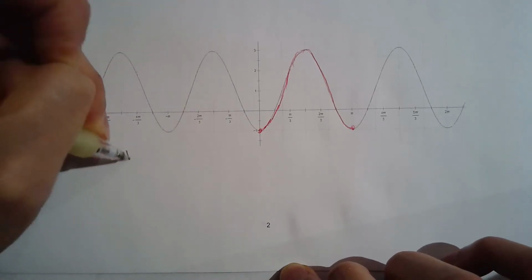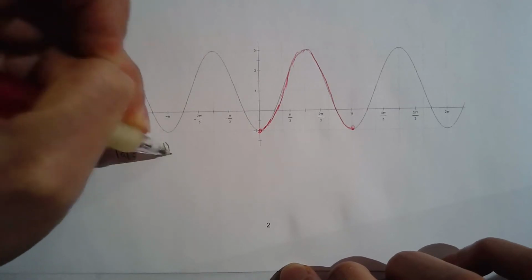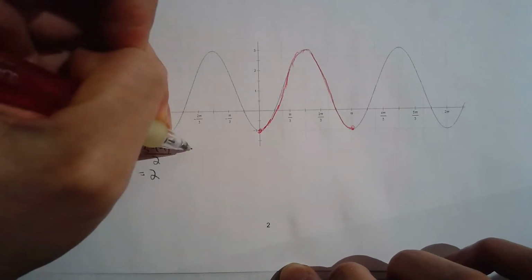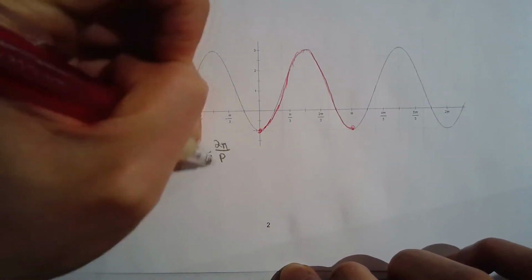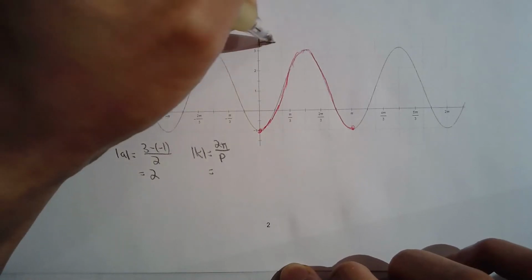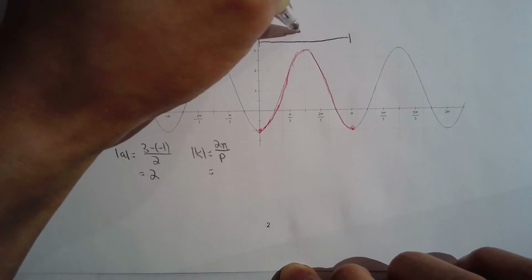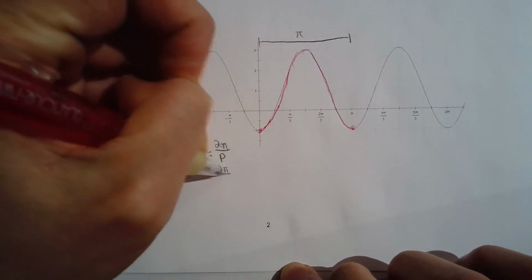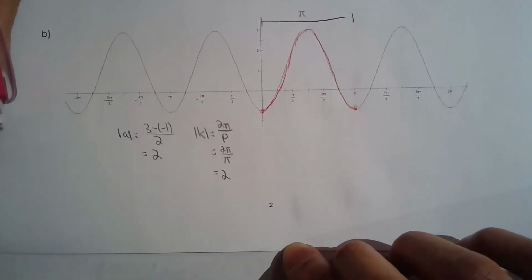So the amplitude is max minus min over 2, which in this case is 2. The amplitude is 2. What about the period? K is 2 pi over the period. What is the period? What is the horizontal length of one cycle? It's from 0 to pi, so it's pi. So it's 2 pi over pi, which is 2. There's a horizontal stretch by a factor of half.